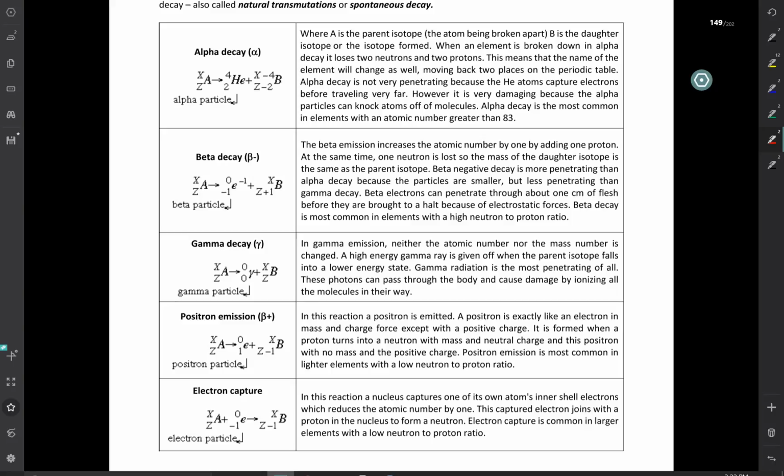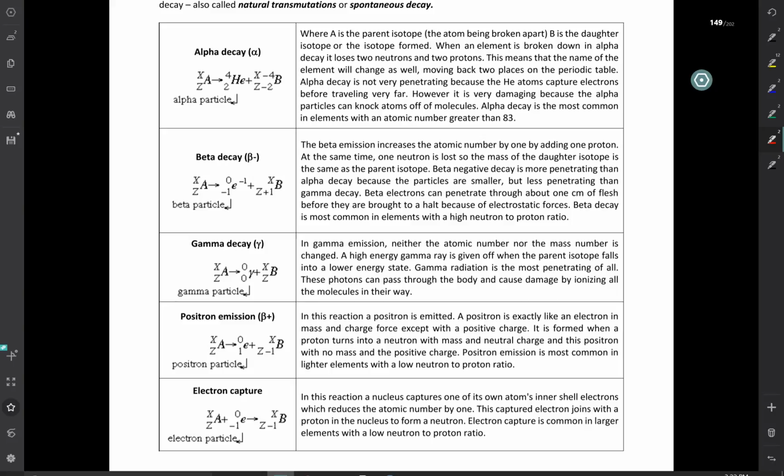In your workbook, you have this page with a couple different types of decays. These are the 5 that I want you to be familiar with. And you can really just think about different decay modes as ways that a nucleus can try to attain a more stable configuration, try to get into a more optimum ratio of protons to neutrons.